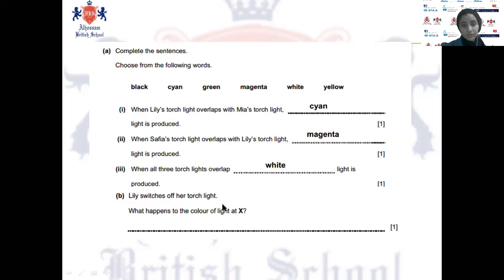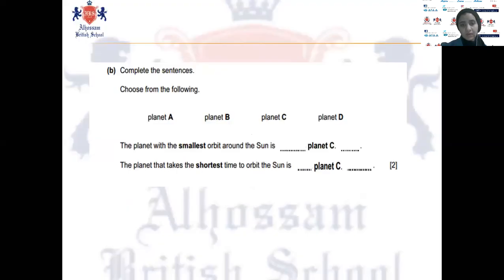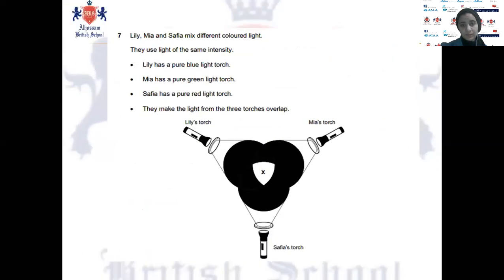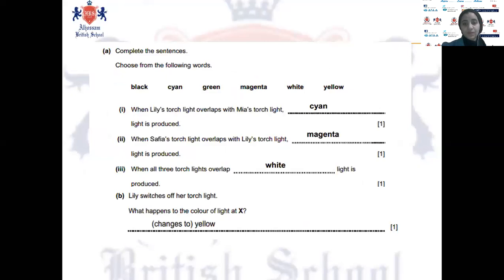Lily switches off her torchlight. What happens to the color of light at X? It becomes magenta. When Lily's blue is off, red and green will give yellow, sorry. It becomes yellow. Excellent. It will change to yellow at X because only green and red remain.